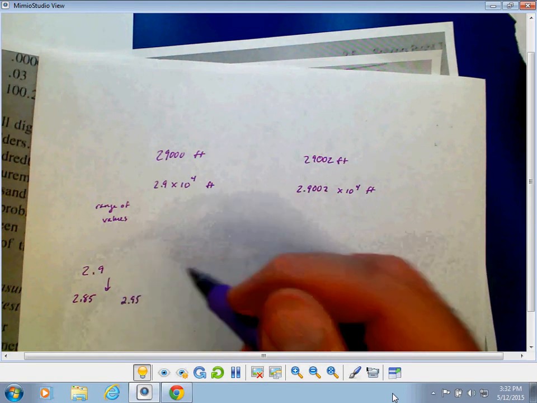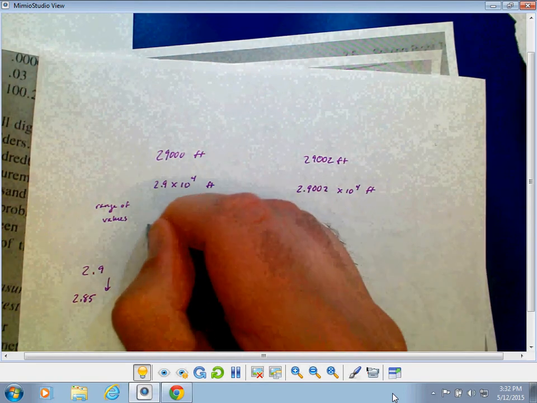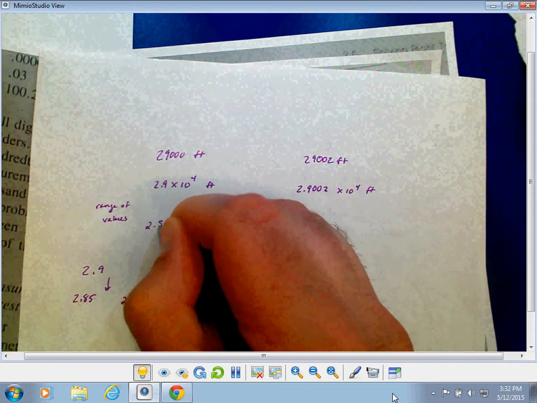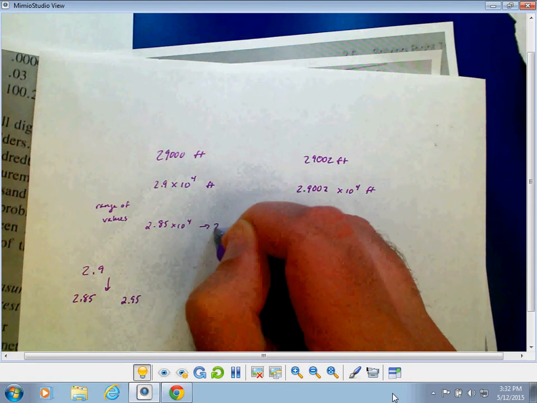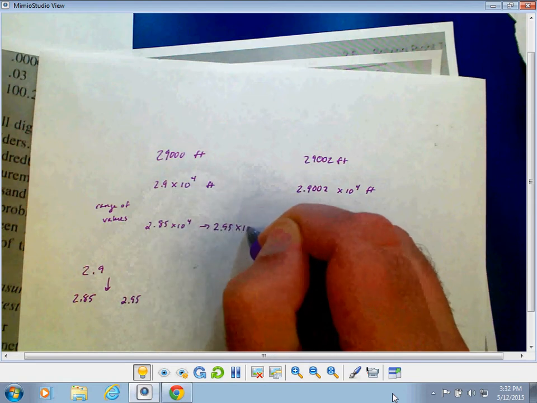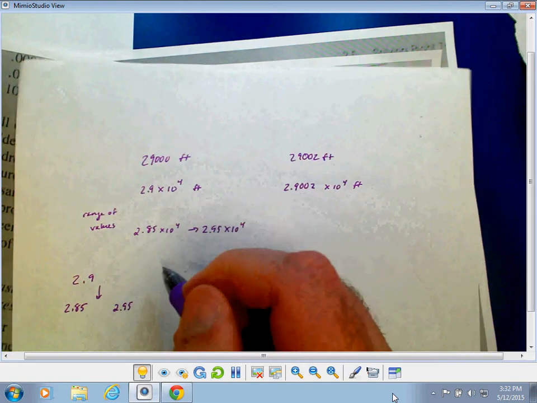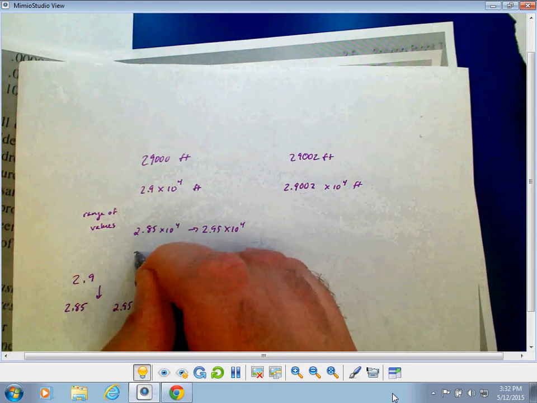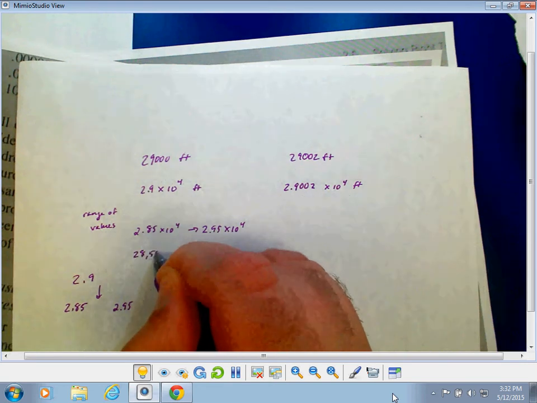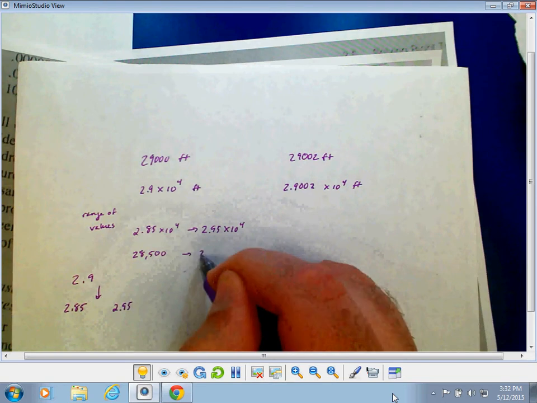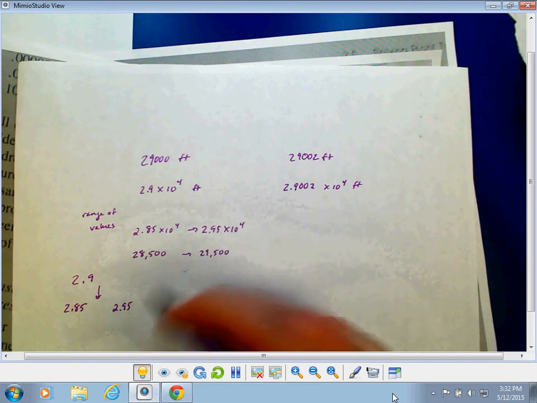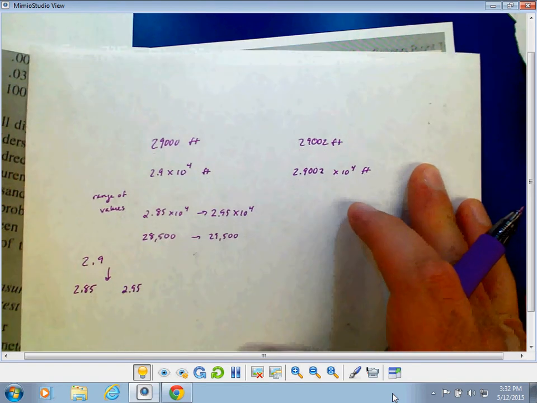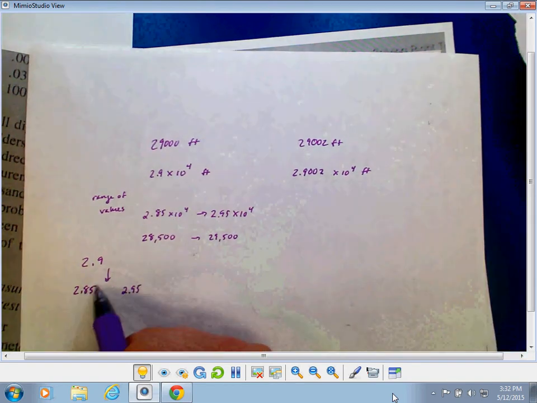So see, the thing is though, if you write it like this, 2.85 times 10 to the 4th to 2.95 times 10 to the 4th, but if you write out those numbers, this is 28,500 to 29,500. See, this is the key, right? Drop it down by a little bit.